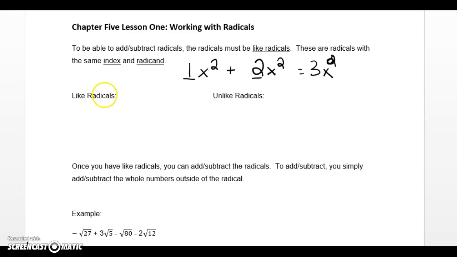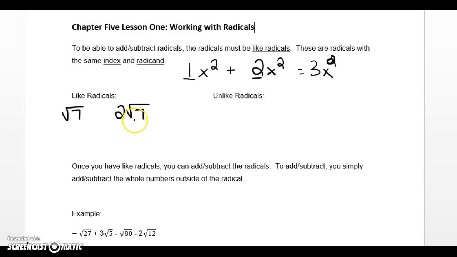An example of like radicals would be the square root of 7 and 2 times the square root of 7. Here they have the same index and the same radicand. The index here is 2, and the radicand is 7. So these are considered like radicals, and we could add or subtract them if we wanted to.